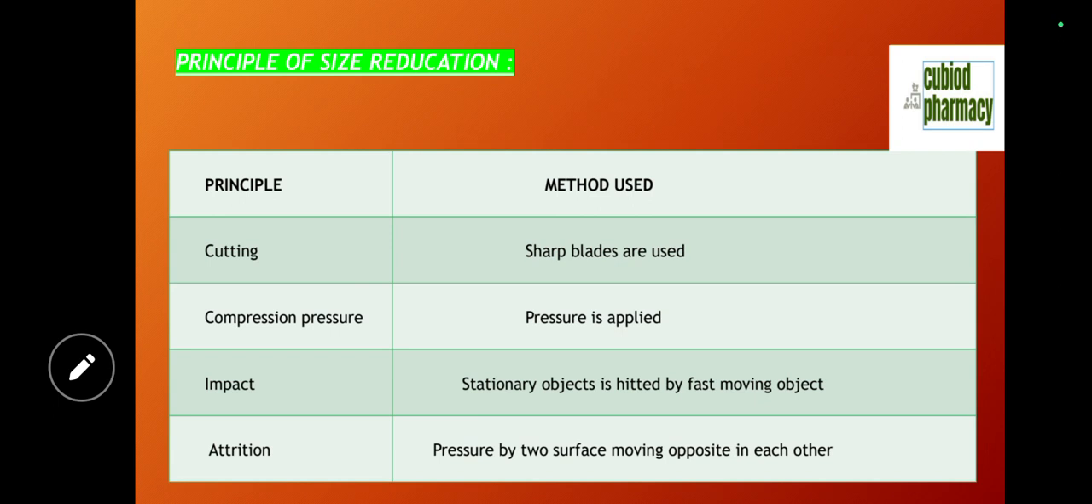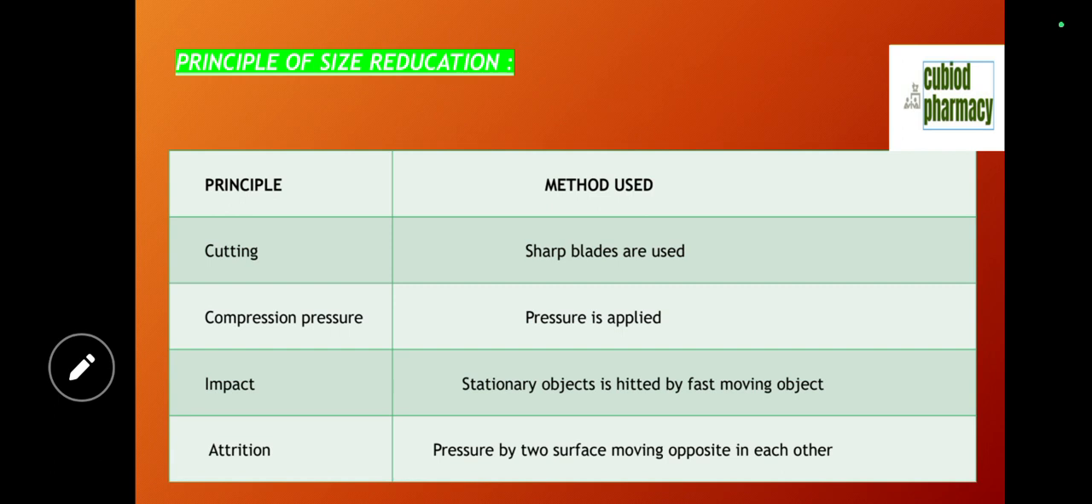Next, compression: pressure is applied. Some pharmaceutical industry equipment uses compression pressure. Next, impact: in the method of use, stationary objects are hit by fast moving objects. The rotation per minute depends on how fast the object moves. This is helpful in the pharma industry.